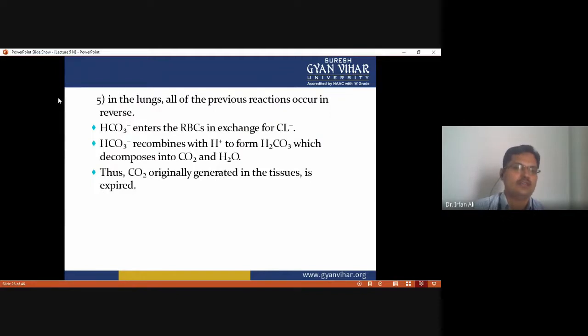And in the lungs, all of the previous reactions occur in reverse. Here, bicarbonate ion enters the RBC in exchange for chloride, and bicarbonate recombines with hydrogen ion to form carbonic acid, which decomposes into carbon dioxide and water. And the carbon dioxide originally generated in the tissue is expired.